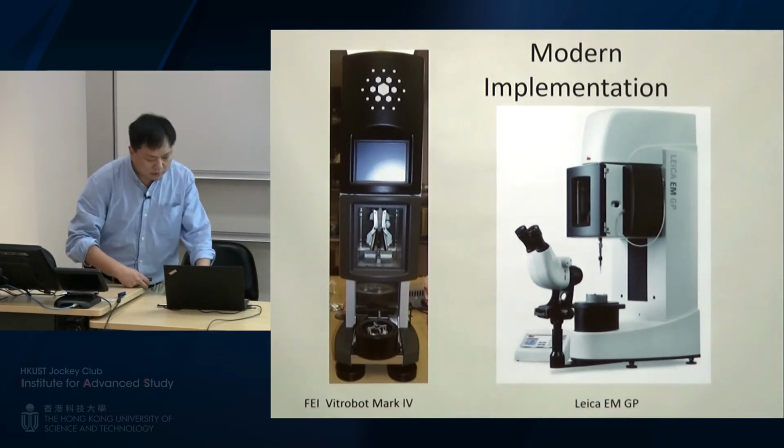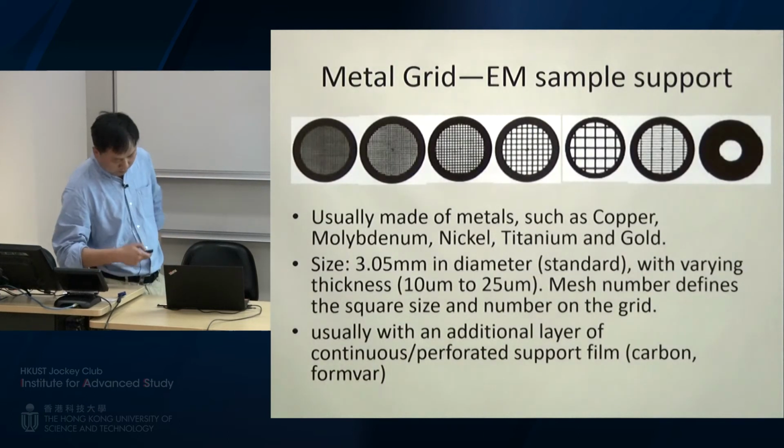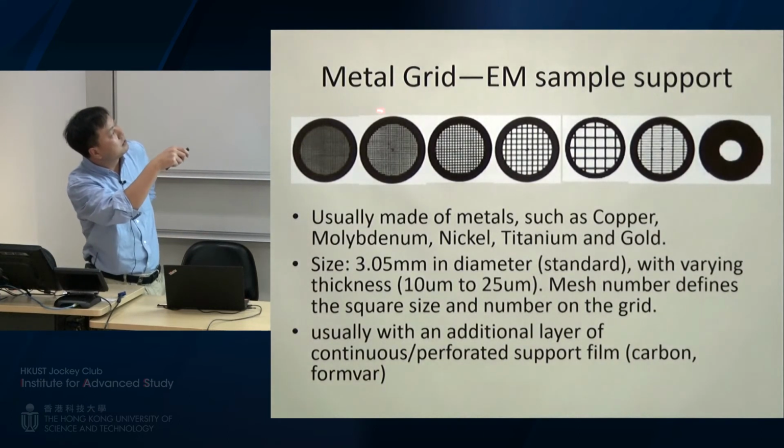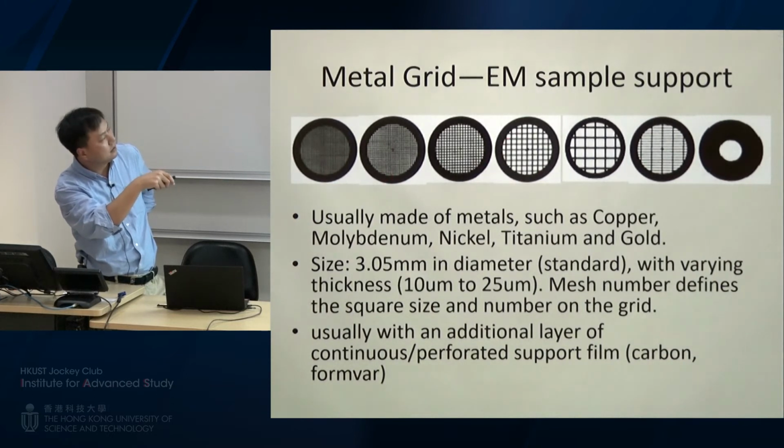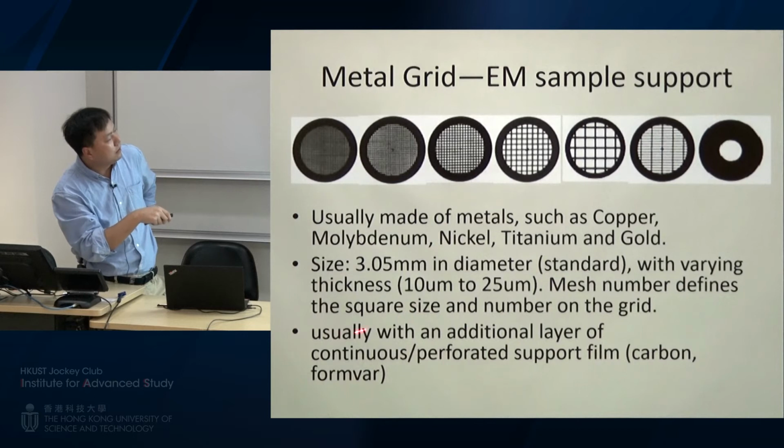Before that, I will first introduce why we really need someone to invent a new method. So what is an EM grid? Basically the grid is made from metal, and we use it to support the sample. It can be made from different metals or in different sizes. Normally its standard size is 3.5 millimeters in diameter. Basically we put an additional layer of material on the grid to support samples.